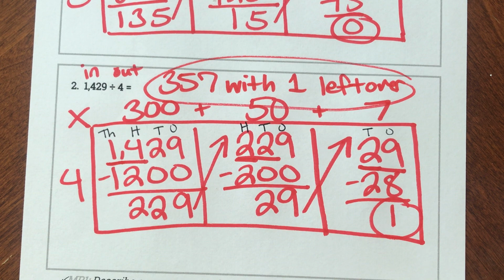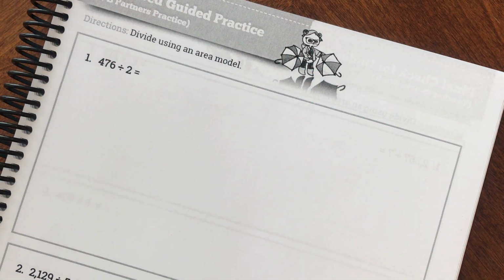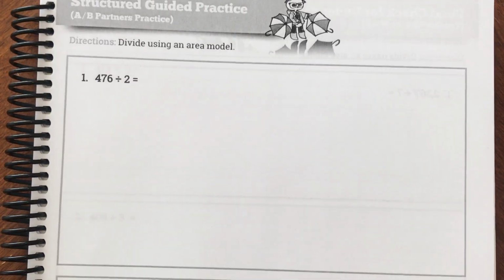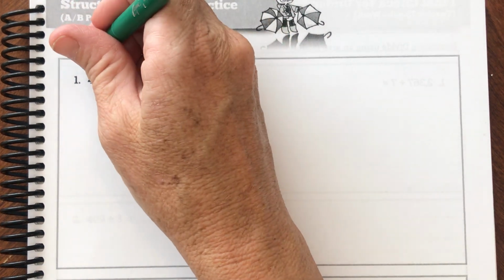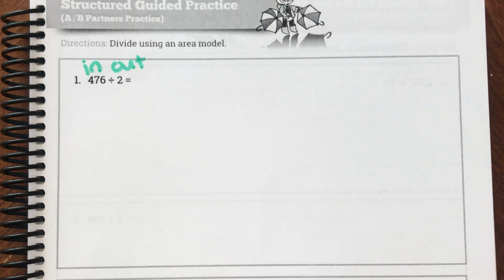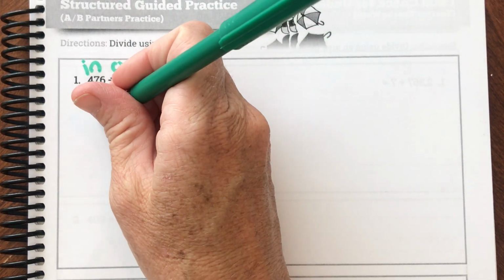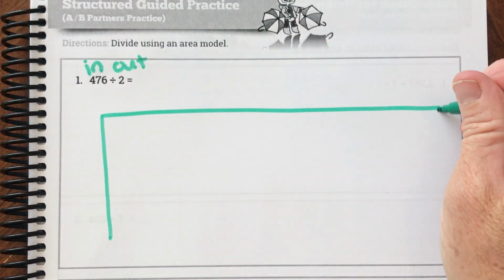Okay, let's do some of these together, ladies and gentlemen. We're on page 226, and here's our first problem: 476 divided by 2. Okay, so we're going to say in and out. Okay, let's make our rectangle. That's step 1.